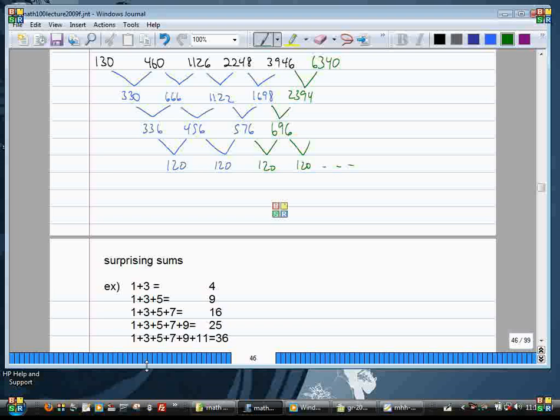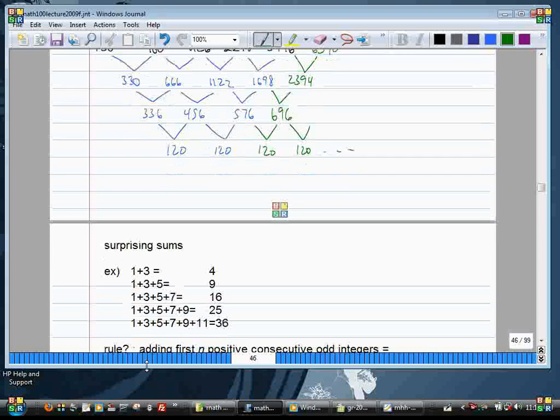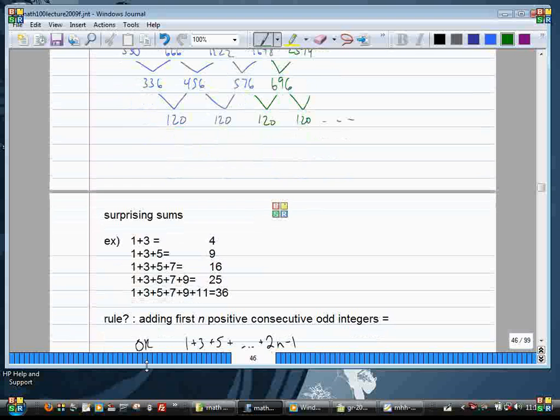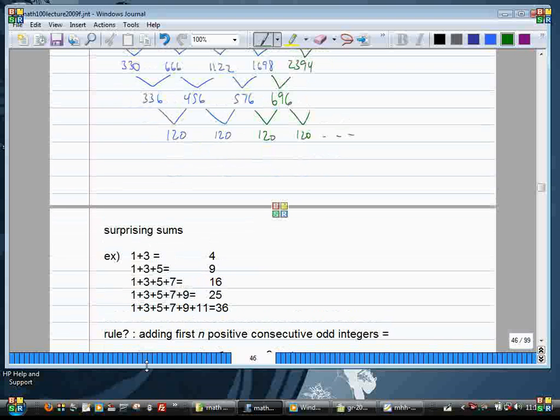And in fact, we can say this. Does everyone see that now? Yes, and Alicia, we with? Okay. So we can actually say this a little more precisely. Adding the first n positive consecutive odd integers gives you n squared.